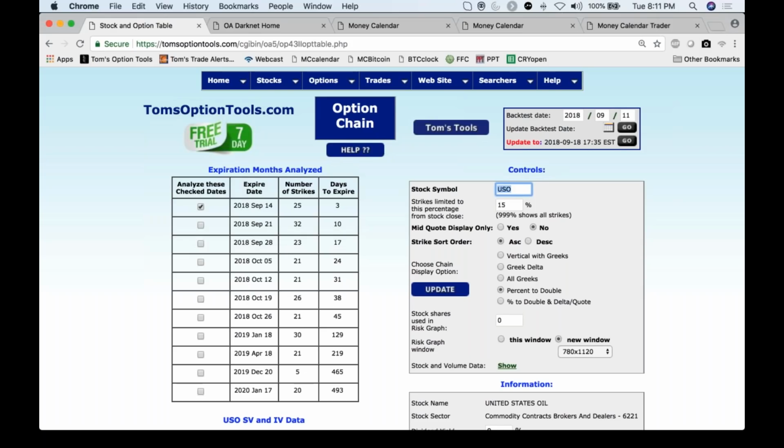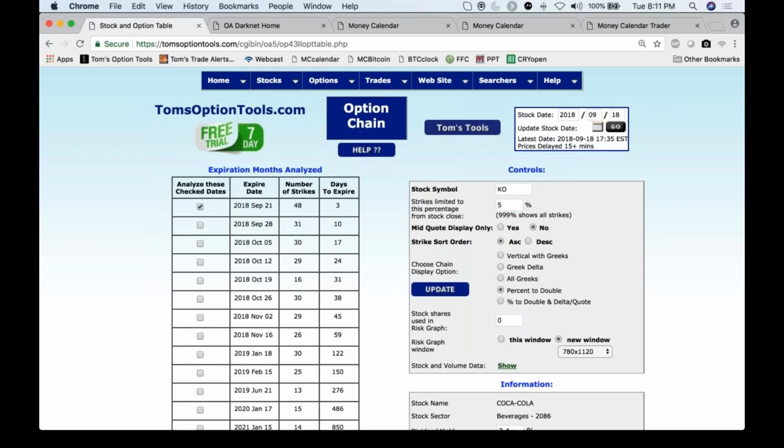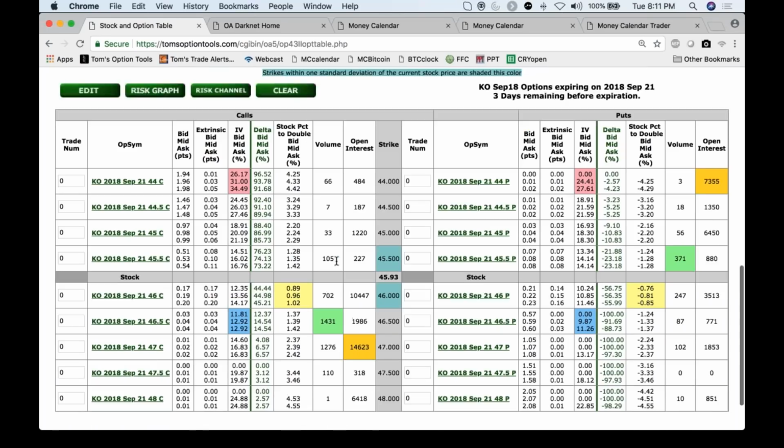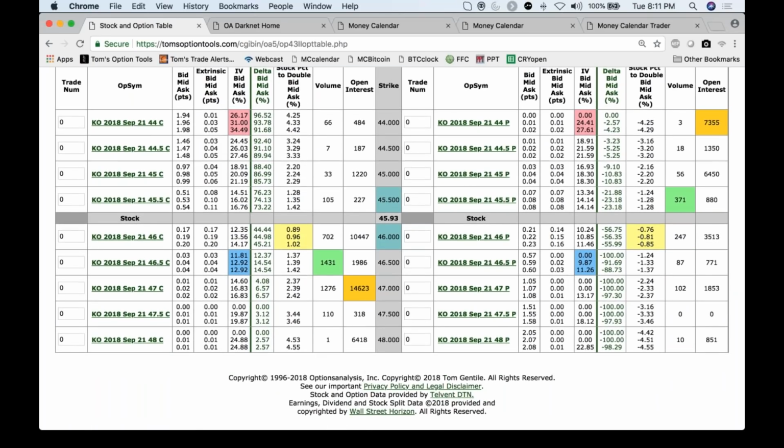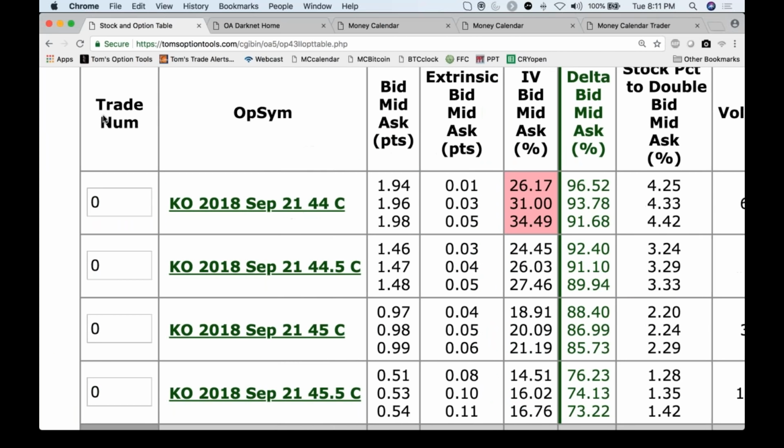But I'm going to change that to KO, and we're going to go in and look at 5% up and down. And remember, oh, this was not the week of 9/11. Excuse me. Let me update this to today's date, 9/18. There's Coca-Cola. Now I'm looking at SEP 21. Just come down and take a peek at this with me real quick. The 44 calls are right here.